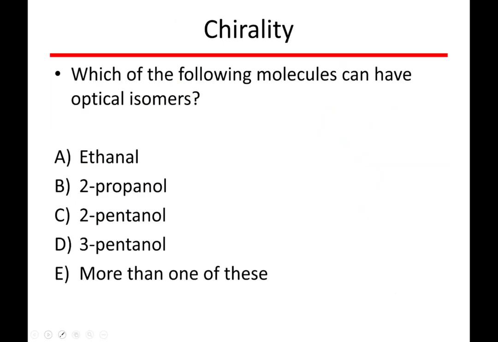Now I want you to get some practice with an example here. I want you to determine which of the following molecules can have optical isomers. Which of the following molecules has an asymmetric carbon? So go ahead and draw the structures for these molecules, and then figure out what the answer is, and on the other side of the question, we'll go over it together.